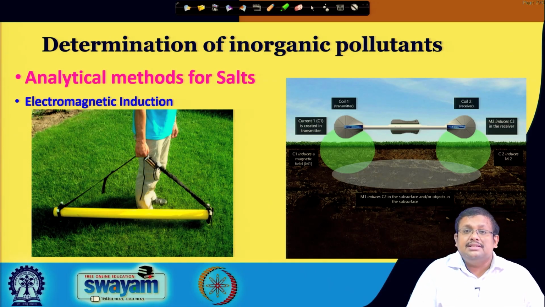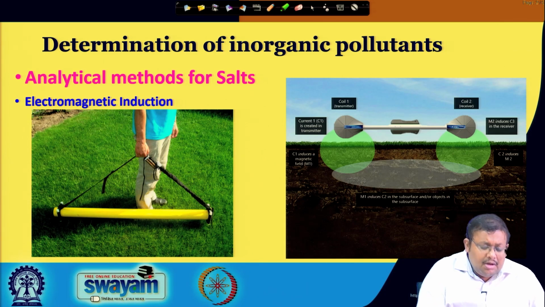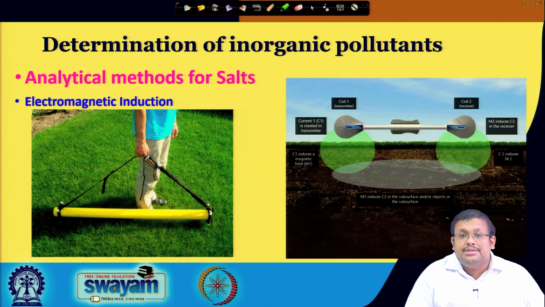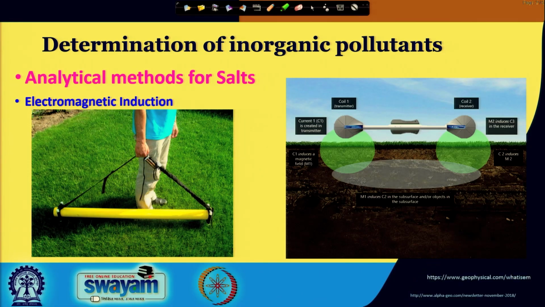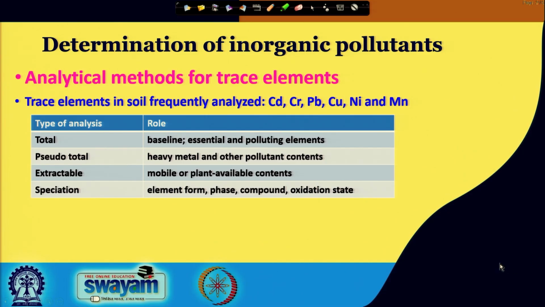So, there are two sensors, two coils at the two ends, and you can see when it moves with respect to the earth surface, then there will be creation, or induction, of voltage. So, this is how electromagnetic induction is basically measured in the soil. So, we have completed the soil.